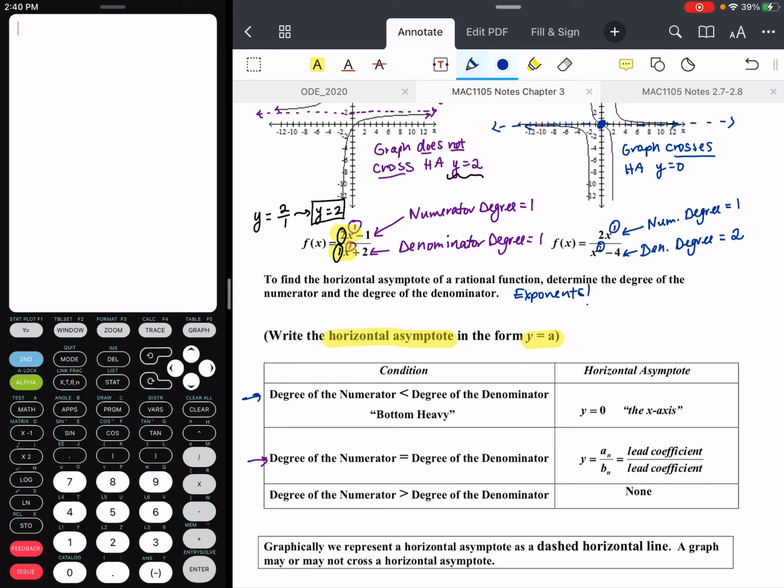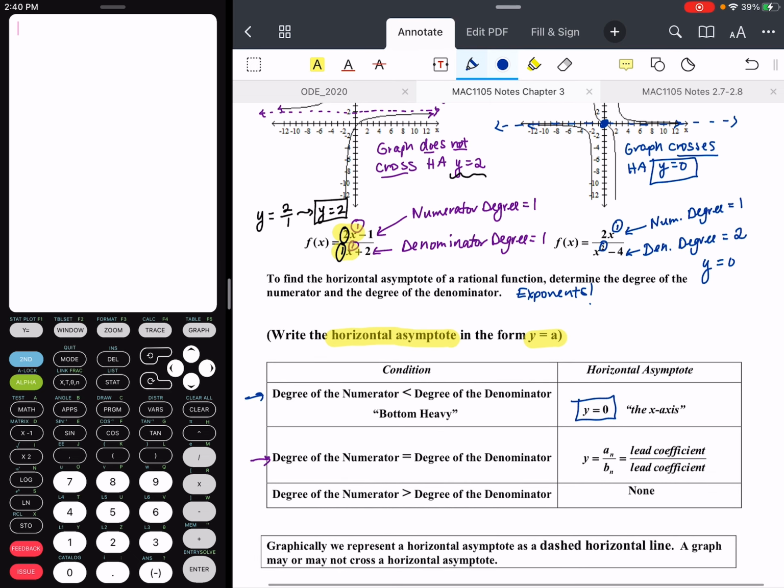Sometimes I refer to these as bottom-heavy functions. The degree is larger on the bottom, larger in the denominator than it is up in the numerator. The 2 degree is bigger than the 1 degree up top. So that means we'll end up with a horizontal asymptote y equals 0. And that's what we got before, so this is verification. y equals 0 is the horizontal asymptote.